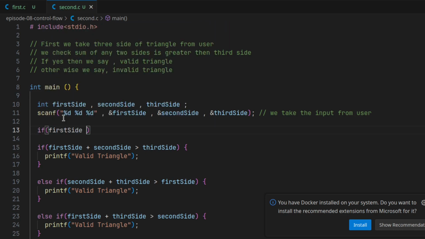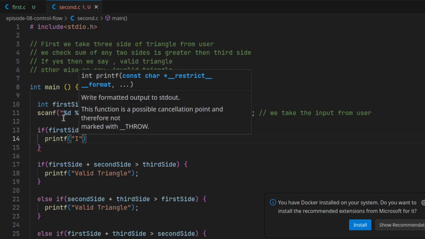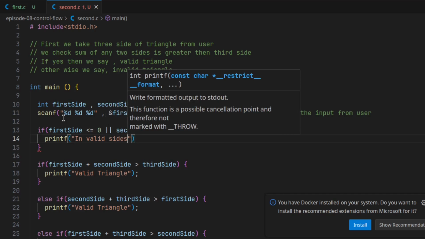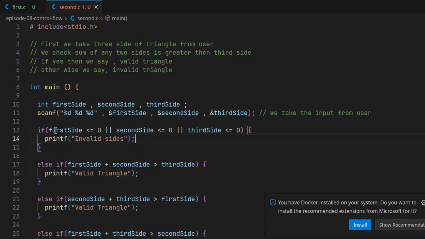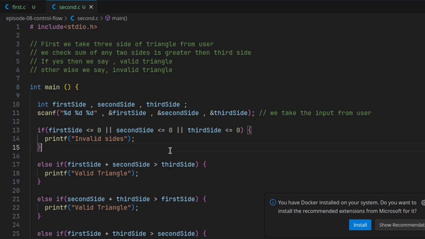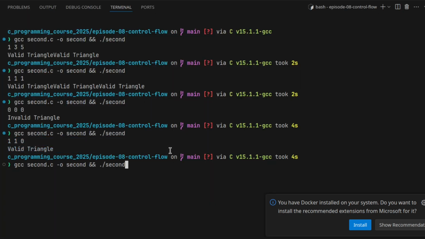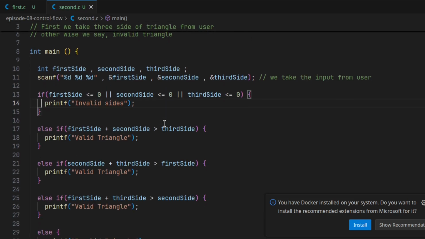If first side is less than or equal to 0, or second side less than or equal to 0, or third side less than or equal to 0, then we print invalid sides, and here we write else if. So observe carefully. If the first condition is true, then we say invalid sides, and after that we check for valid sides of the triangle, and if all the conditions fail, then we say invalid triangle. Let's press Control J and run 1 0 0: invalid sides of the triangle. So that is basic proof.